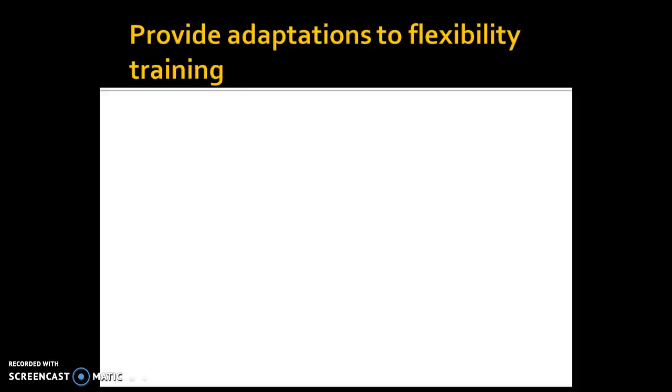Next one, provide adaptations to flexibility training. What I need you to do here is use a little acronym, and it's very simple. Flexibility, what is the key phrase I told you always have to use? ROM. ROM is in everything, whether it's a definition of flexibility, I told you it has to be ROM and SOM. In this case, ROM's going to be in here as well. For the adaptations to flexibility training, you're saying E, RE, ROM, ROMs.